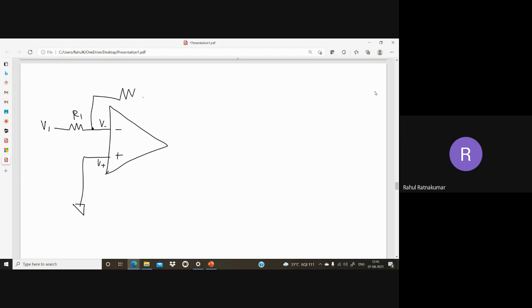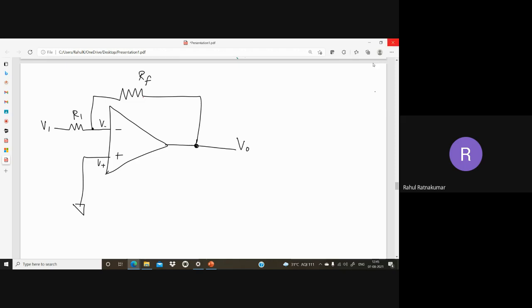Okay, so first we'll discuss a simple circuit. I'm giving an input V1 with a resistance R1, and I'm grounding my non-inverting terminal, V plus. This is the inverting terminal, V minus. Now I'm giving a feedback system. The op-amp circuit gives feedback to stabilize the output. This is a feedback resistance RF, and this is the output voltage, V output.